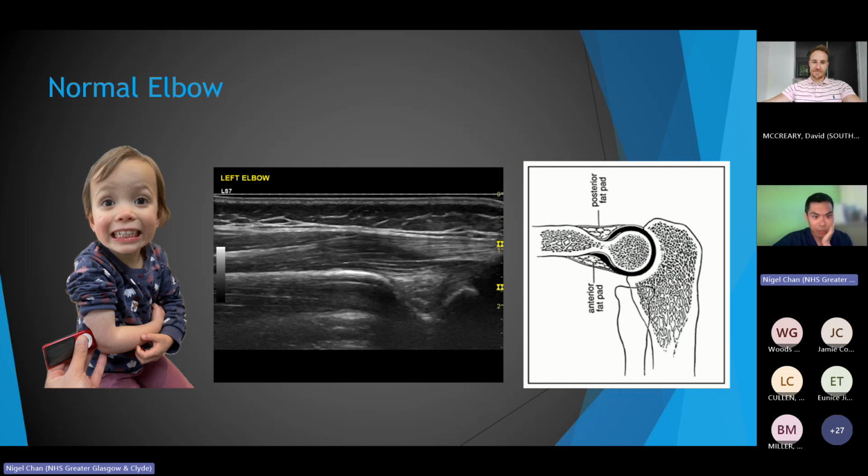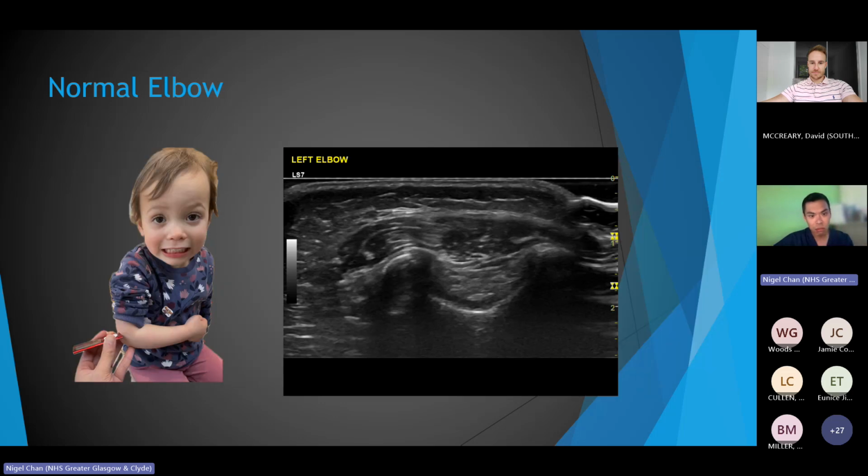What you're looking at, this more gray blob here, is the fat pad. And that should sit nicely within that groove. If you draw a nice line here, it should sit underneath it. Okay, so that's what normal looks like.